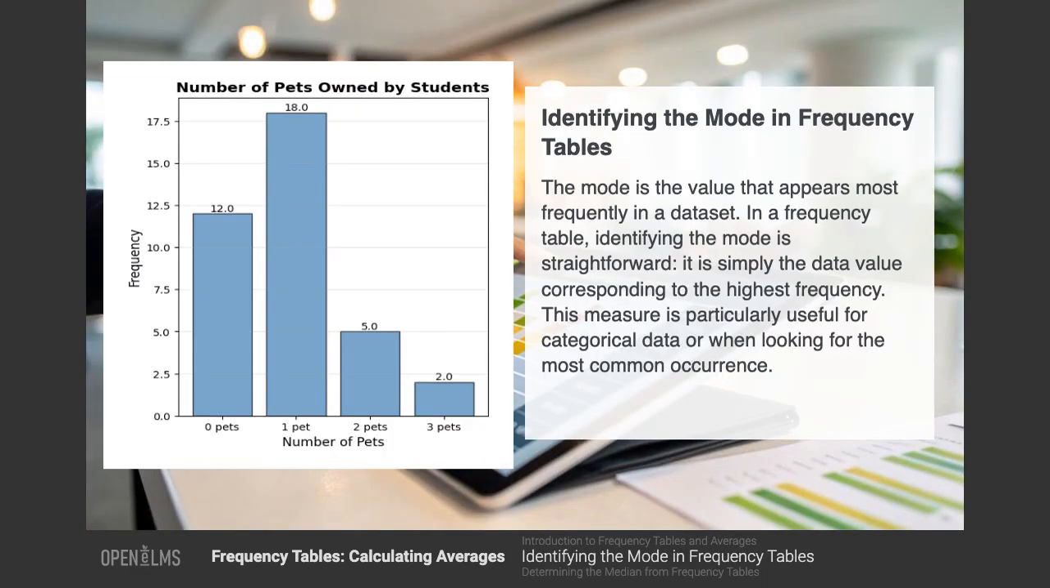Identifying the mode in frequency tables. The mode is the value that appears most frequently in a dataset. In a frequency table, identifying the mode is straightforward. It is simply the data value corresponding to the highest frequency. This measure is particularly useful for categorical data or when looking for the most common occurrence.